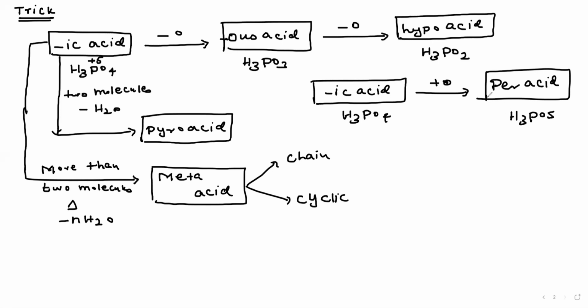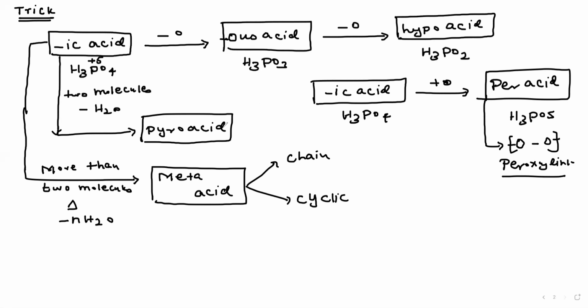H3PO5. In case of peracid, what is the common term? They contain a peroxy bond, an O-O bond. Please note, this is the peroxy linkage. This is a common trick for all the oxyacids of phosphorus.